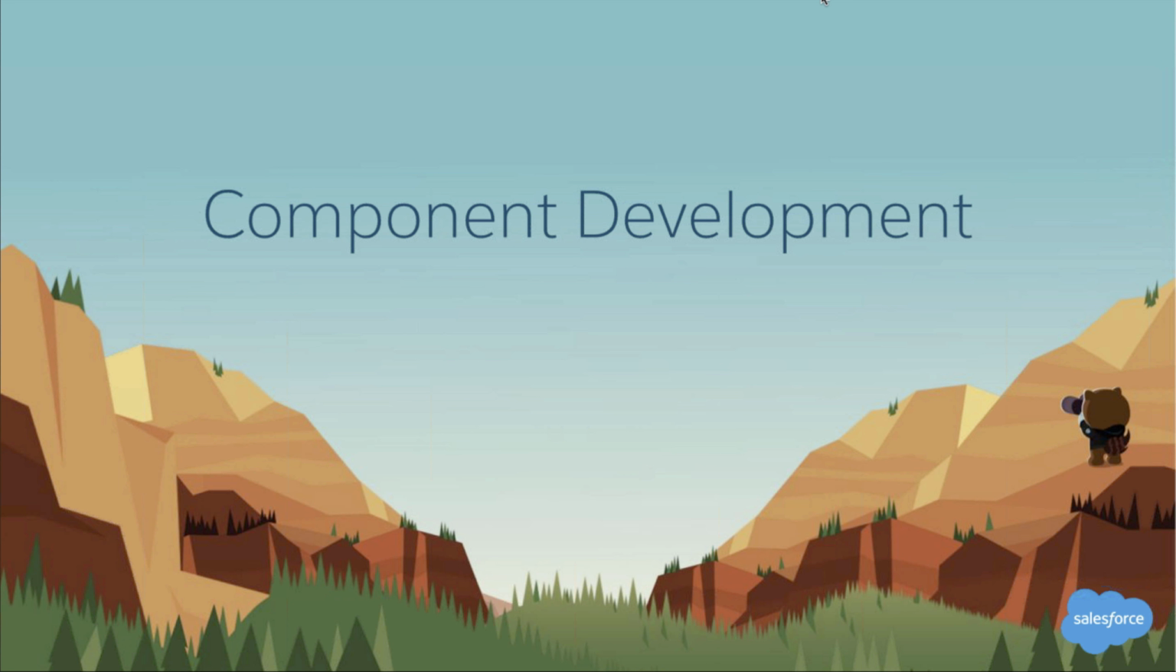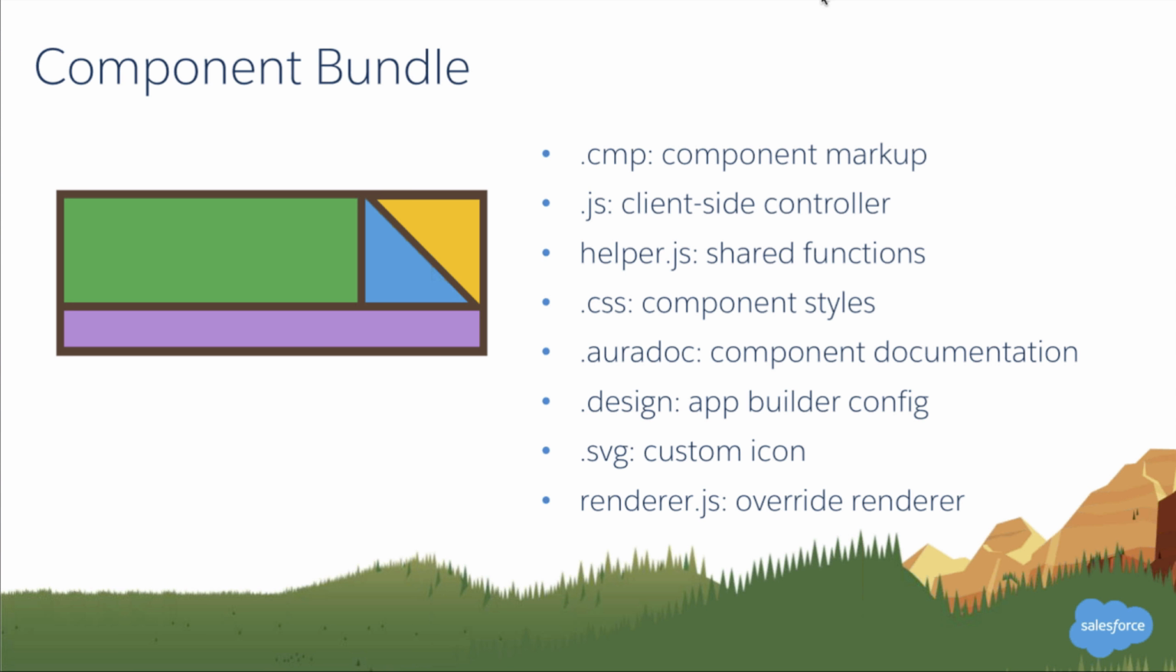So now that we've talked about the structure of how you take base components, build experience components, and eventually expose those into Lightning, let's talk about the development of components, right? At first, it all starts with the bundle, what we call the component bundle. And there's various elements to it, right? You have the markup.